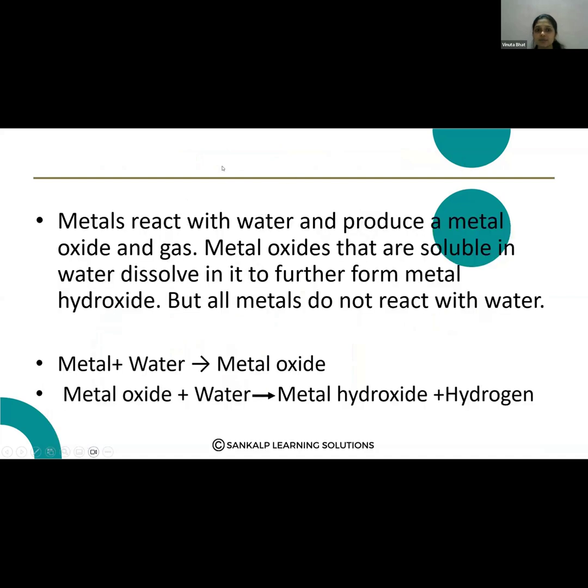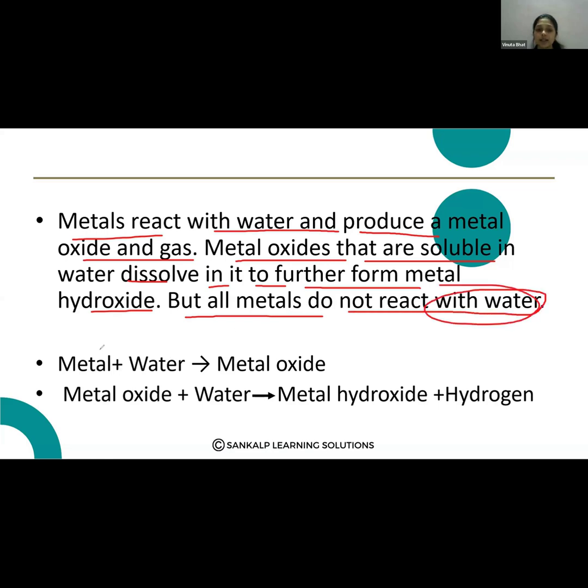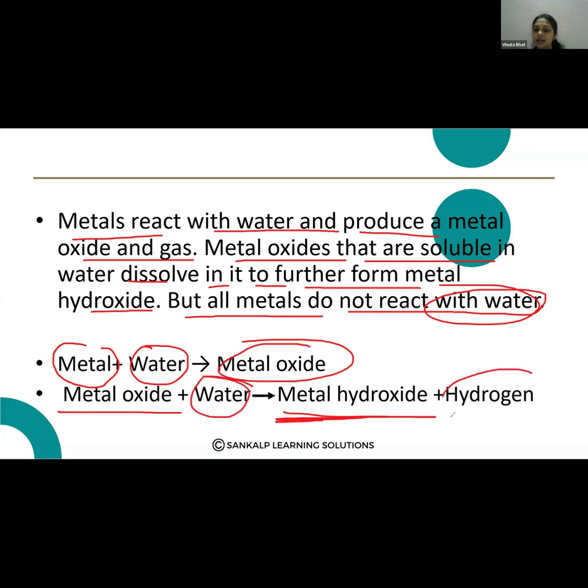Metals react with water and produce a metal oxide and gas, that you know. Metal oxides that are soluble in water dissolve in it to further form metal hydroxide, but all the metals do not react with water. So here you can see metal plus water forms the metal oxide. When this metal oxide reacts with water, it forms the metal hydroxide and the hydrogen. Okay.